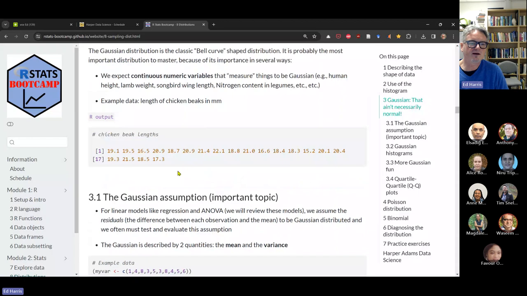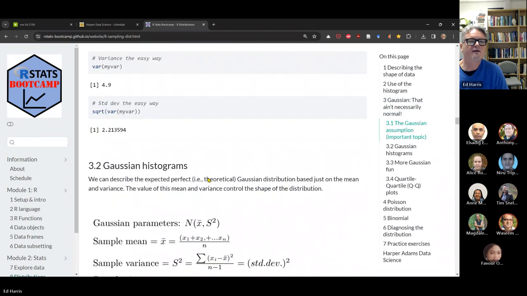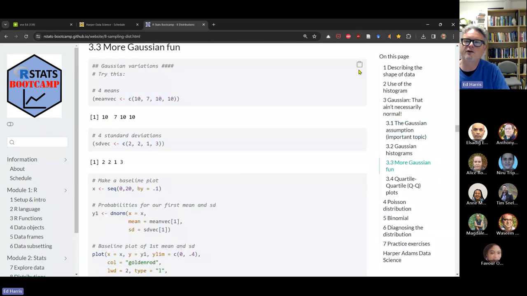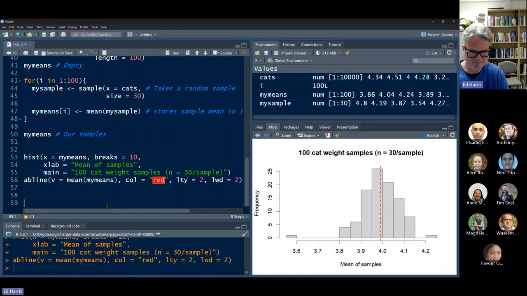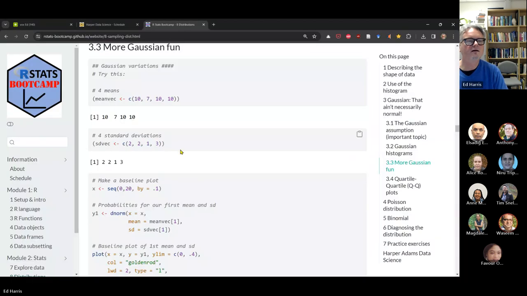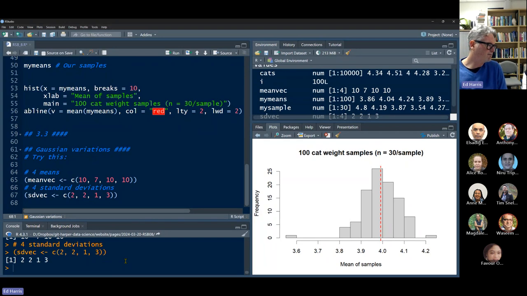So if we look here, let's see where we're going. There are the graphs. Okay. I'm just going to copy a vector of means here. This section, 3.3, is just demonstrating means and standard deviations. These represent the descriptive characteristics of the plots we're going to draw curves for. So I've got one population at a mean of 10 and a standard deviation of 2, one population at a mean of 7 and a standard deviation of 2, and so forth.